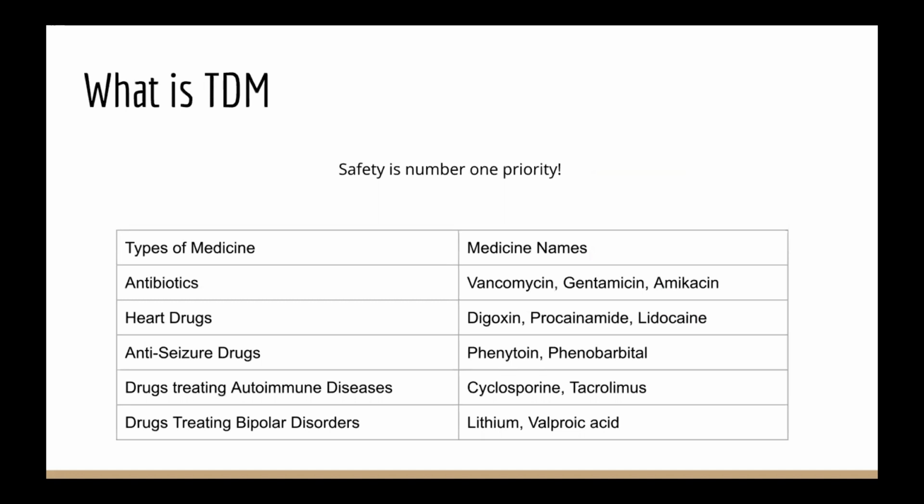To start off, let's define what TDM is. TDM is a process that measures the adequate amount of medicine in your bloodstream to ensure it is safe and effective. Below is a chart of common medicines that need to be monitored. And as you can see here, the types of medicines is in this column, and the medicine names are in this column.